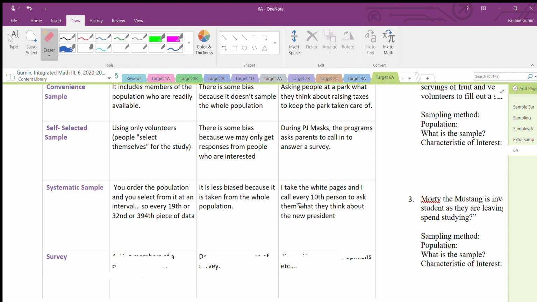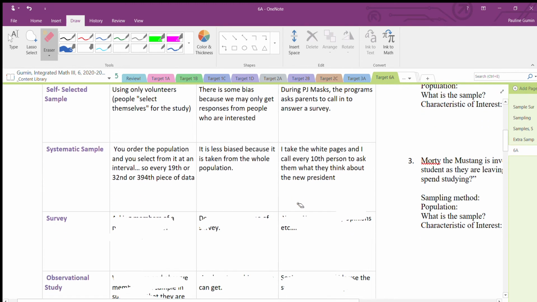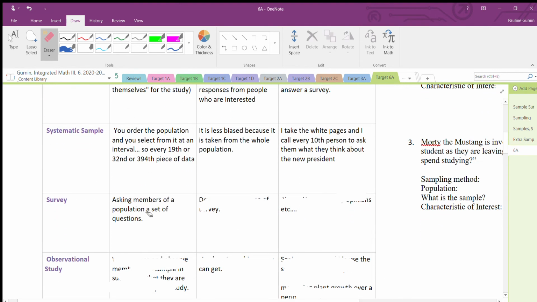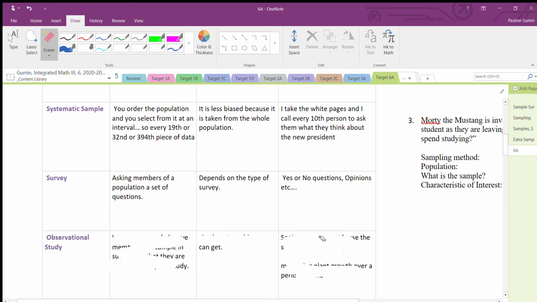Now, let's talk about the types of studies we can have. We can have a survey that's asking members of a population a set of questions. And it depends on the type of survey how biased this would be. Types of surveys could be yes or no questions, opinions, etc. You've done plenty of surveys in your day, I know that.